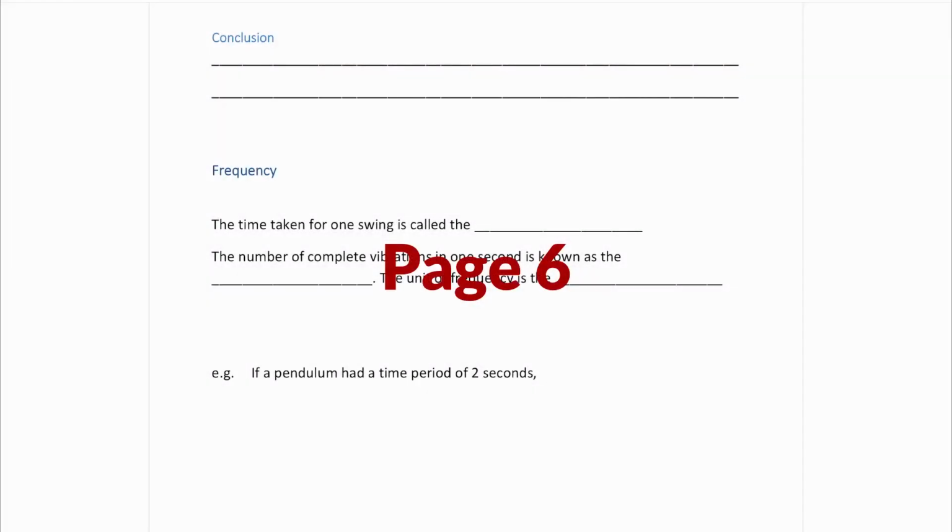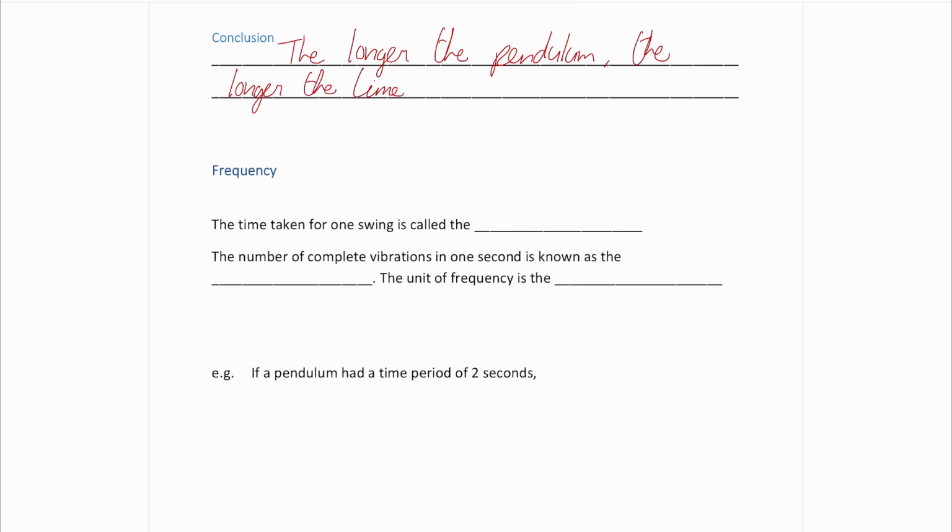So last week you were doing an experiment to measure the length of time it took for a pendulum to complete one vibration, and you compared different lengths of pendulums, and what you saw was that the longer the pendulum, the longer it took for one vibration. So this means that long pendulums will take a long time to vibrate, whereas very short pendulums will vibrate very, very quickly.